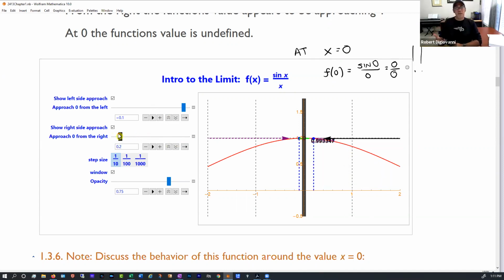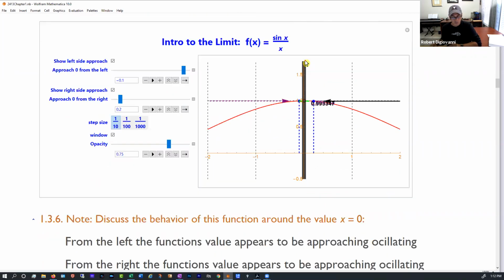Yeah. So again, this is another example where from the left side, it's approaching 1, right side, it's approaching 1, and at 0, it's undefined. We have the 0 divided by 0. Okay, can I clarify anything? Are we good? All right.